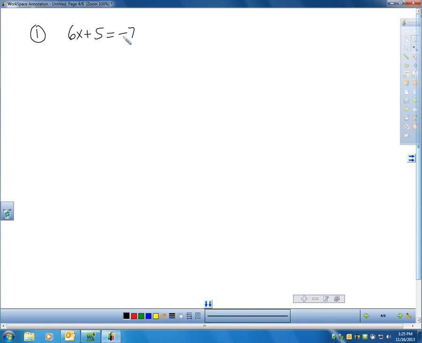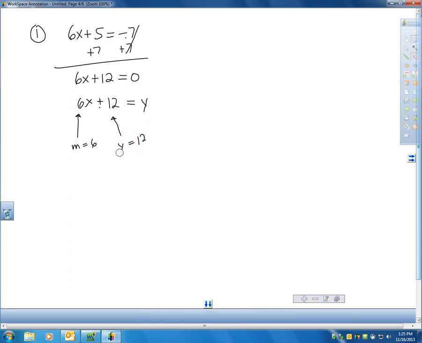Okay, so let's rewrite this so that it's in the form ax plus b equals 0. I'm going to add 7 to each side, which means 6x plus 12 equals 0. That's step 1. Step 2, replace 0 with y, which I'm going to do right now. So I get 6x plus 12 equals y. Now I have to graph this. There is my slope. My slope is 6. My y-intercept is 12.